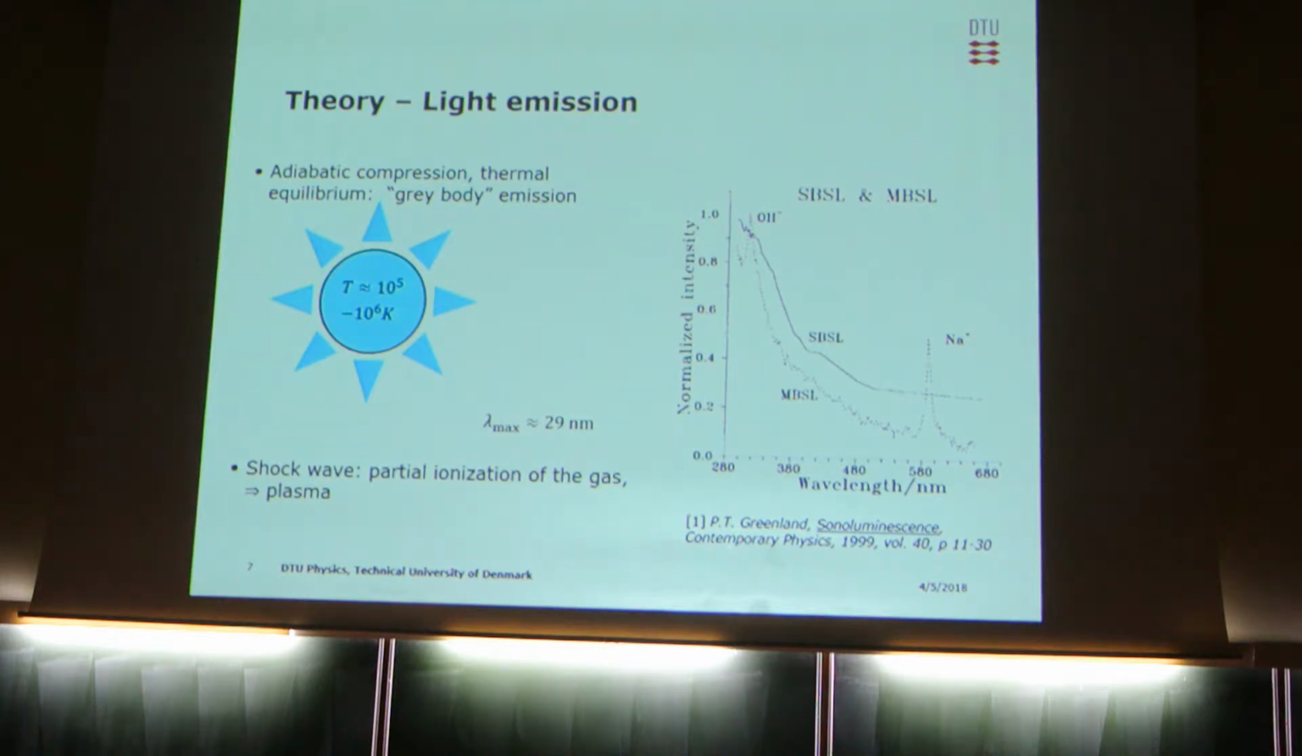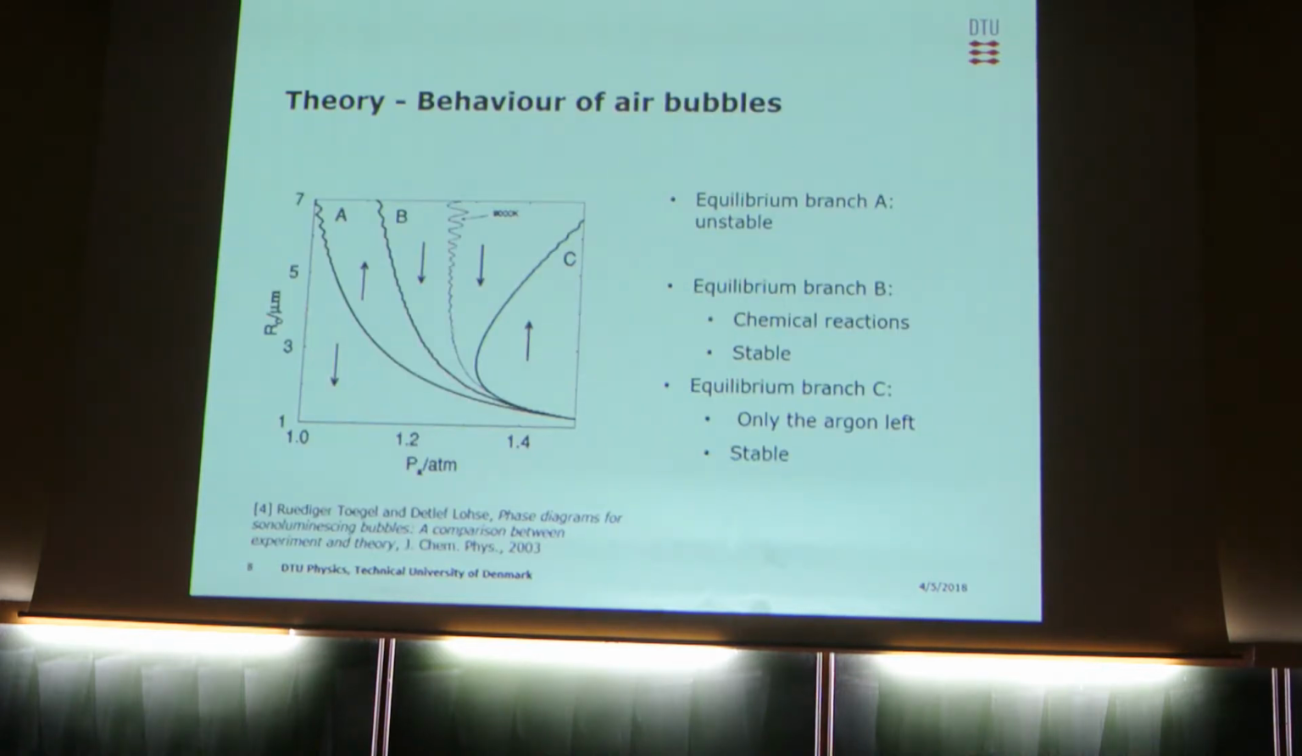And since you have partial ionization, you have plasma, and this plasma creates some light through what we call the Bremsstrahlung effect. Now, we know that we've trapped the bubble.